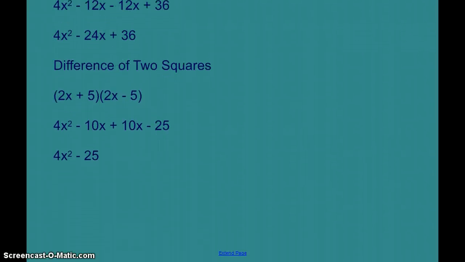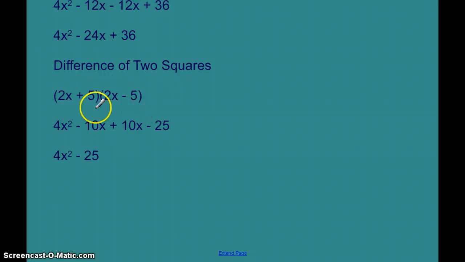So our second special case is called the difference of two squares. Now if you look at this situation where you have 2x plus 5 times 2x minus 5, you notice that our middle sign is different. We have a plus and a minus, but everything else is the same. You have a 2x and a 5, a 2x and a 5, one's positive, one's negative. We call that the difference of two squares.